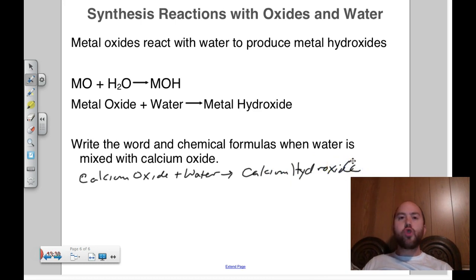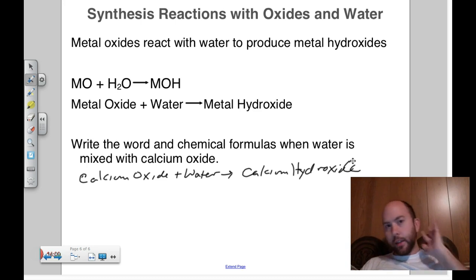And again, you just have to memorize these. That's it. You have to memorize them. There's no easy way of doing this. You have to accept that. You have to get over that fact. You just have to do it. You have to memorize these different kinds of synthesis reactions. There's no way around it. Sorry, but you have to.